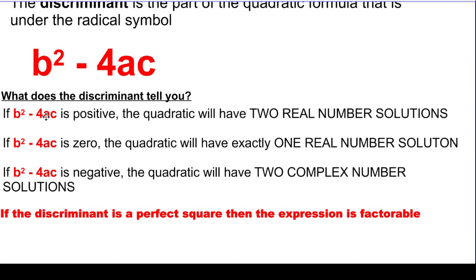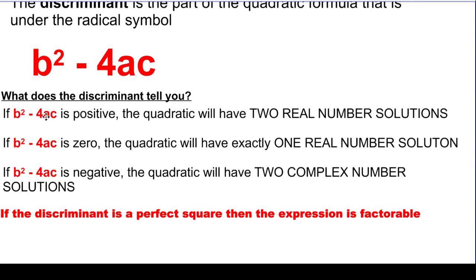If b squared minus 4ac is a negative number, which means we have a negative number underneath the radical, that means you are going to get two complex number solutions, which means two answers that have i in them. So we can classify what types of solutions you should expect to get before you ever solve the equation, just by looking at b squared minus 4ac. That's the first thing it tells us.